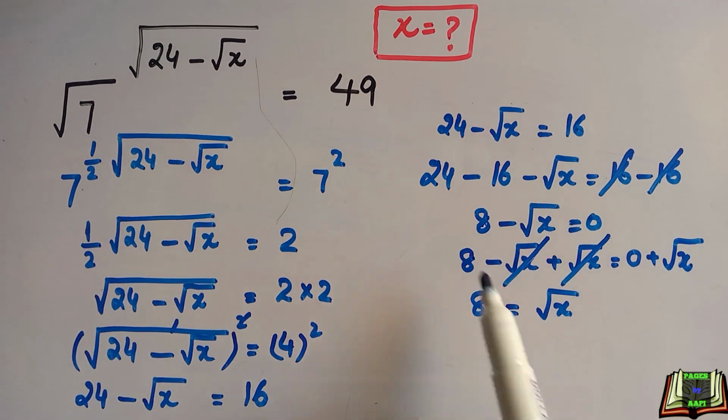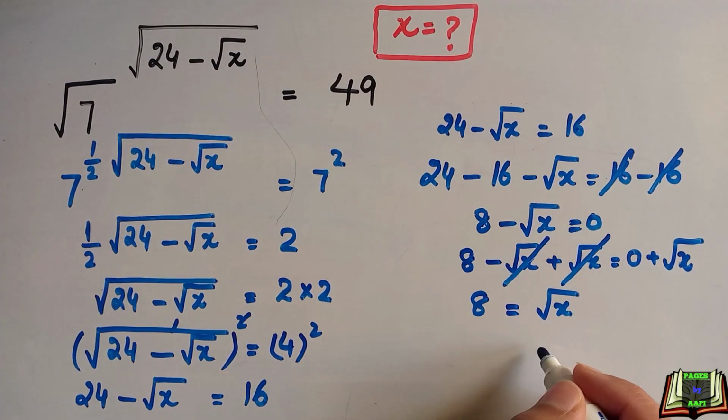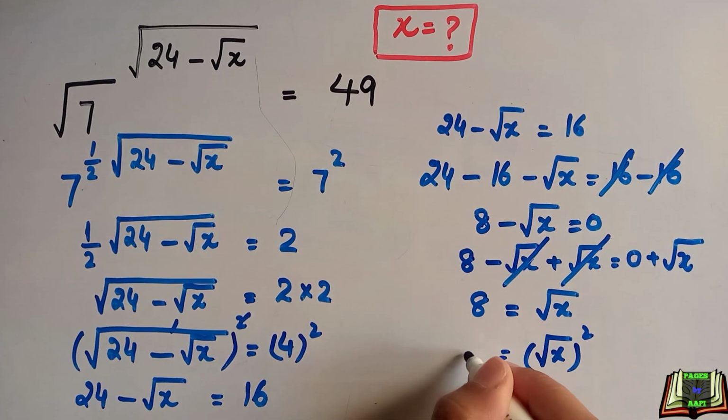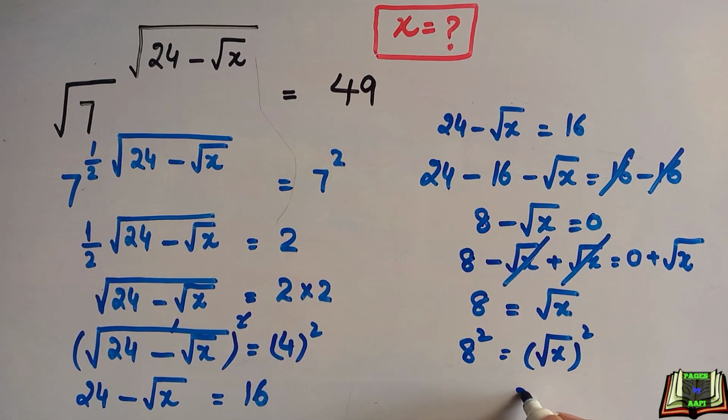As we got the value of root of x, but we have to find the value of x. So taking square on both sides. Here square and root will be cancelled out. We are left with x is equal to 8 times 8 is 64. X is equal to 64 is the required answer.